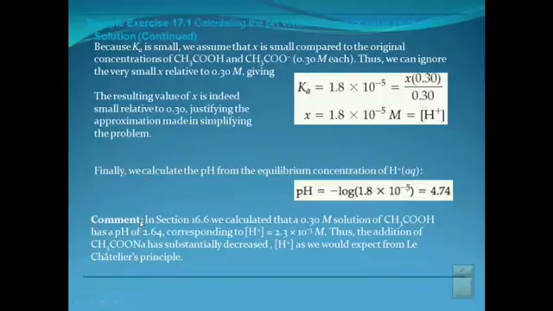And here's your comment. It says in section 16.6, we calculated that 0.3 molar of acetic acid has a pH of 2.64, corresponding to your H+, which is 2.3 times 10 to the negative 3. It says, thus, the addition of sodium acetate has substantially decreased your hydrogen ion concentration, as we would expect from the Le Chatelier principle. So, here's a recap.